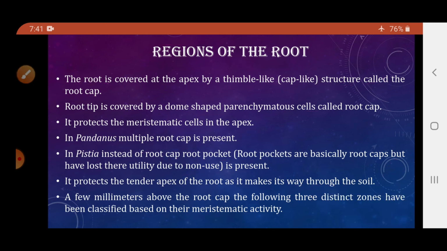Now a few millimeters above the root cap there are three distinct zones or regions on the basis of meristematic activity. A few millimeters above the root cap there are different regions, and these regions or zones are classified on the basis of their meristematic activity. Meristematic activity means whether those cells are capable of division or not.